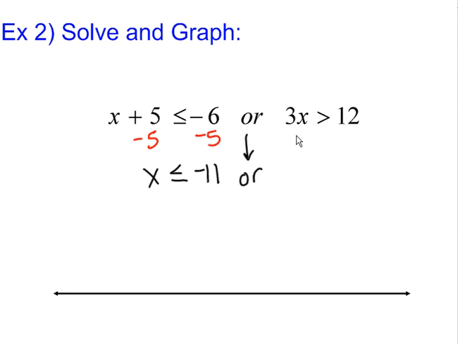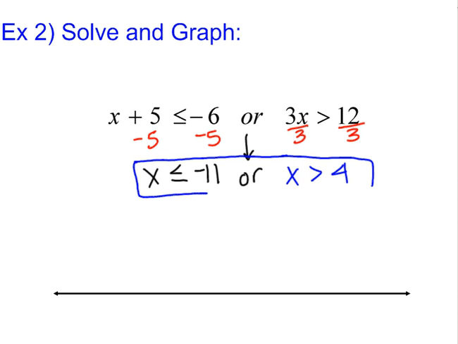This other one, this is a one step as well. We're going to divide both sides by 3. Dividing by 3 does not change the inequality sign, so we leave the x, bring down the greater than sign, and 12 divided by 3 is 4. So this is going to be our answer when we solve. Okay, remember when they're separate like this, we've got to make sure that we have the word and or or. If you don't do that, then we don't know what's going on.